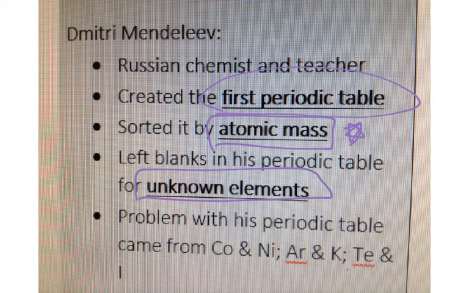But his periodic table was not without flaws, and I'm going to focus on argon and potassium, even though all of these other elements actually have the same fault. Argon has a greater atomic mass than potassium. So according to Mendeleev's periodic table, argon should go after potassium. But according to chemical properties, argon should go before potassium due to what it reacts with and so on and so forth. So his was not flawless.